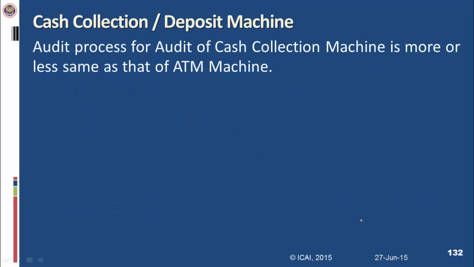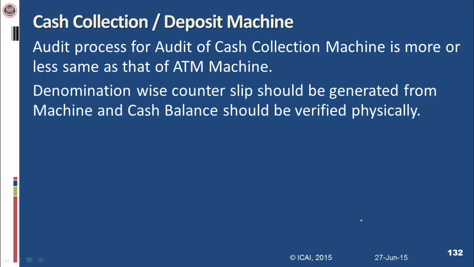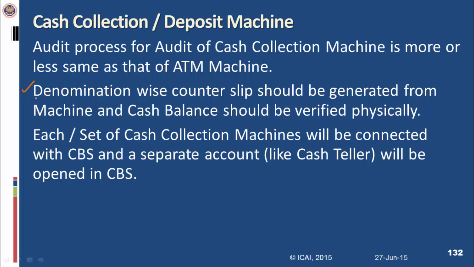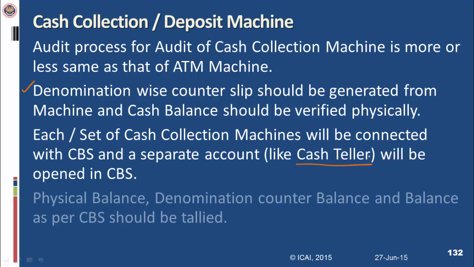The audit process for a cash collection machine is more or less the same as that of the ATM machine. Same as I discussed, a denomination wise counter slip should be generated from the machine, and the cash balance should be verified physically. Each cash collection machine will be connected with CBS, and a separate account like a cash teller will be opened in CBS. Physical balance, denomination counter balance, and balance as per CBS should be tallied. So we need to tally the 1, 2, and 3 balances.